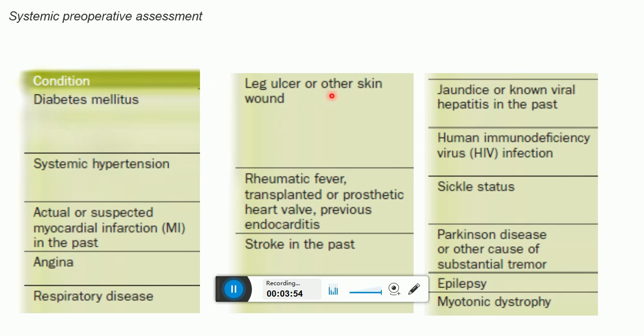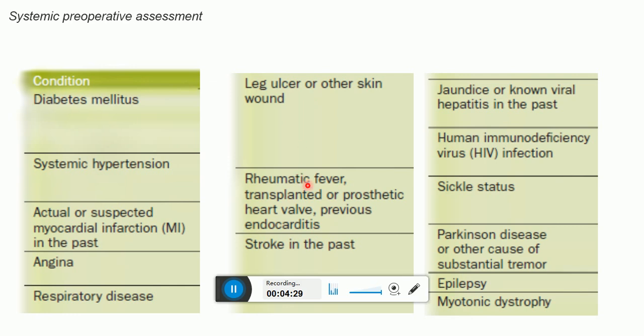And there is leg ulcer or other skin wound. So ask if it is acute or chronic, and for evidence of active infection. Surgery should be deferred until active infection has resolved. If healing is not possible, for example chronic leg ulcer, the lesion should be covered with a sterile dressing during the perioperative period. A preoperative wound swab or culture and prophylactic oral antibiotics may be considered.